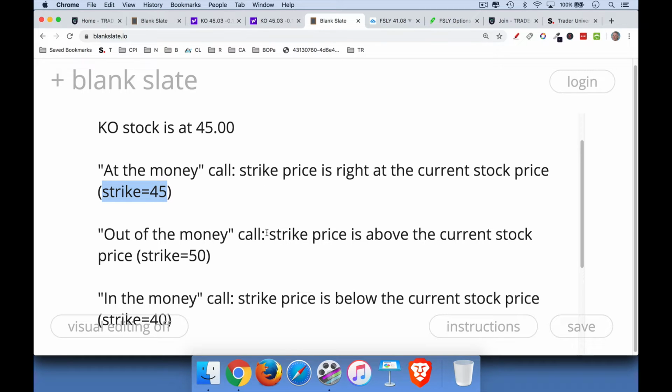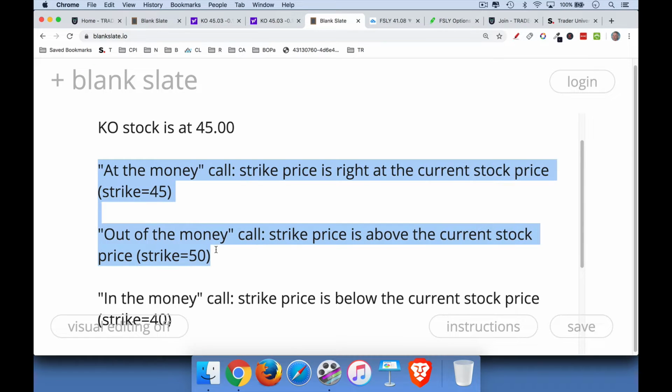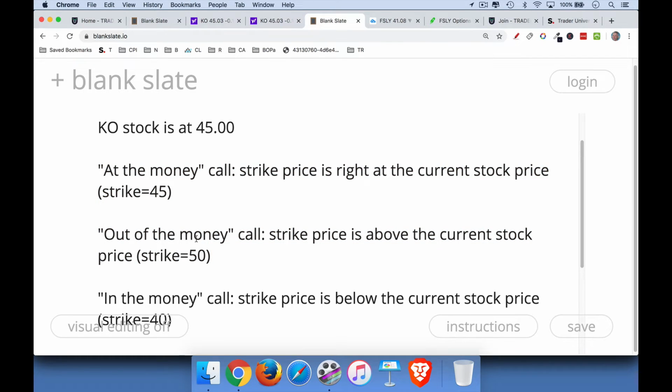Now an out of the money call has a strike price above the current stock price. The strike price is above the stock price. So if the stock is at 45, an out of the money call would be a 50 call. Actually, it would be the 46, the 47, the 48, the 49, the 50, anything above where the stock is currently trading. These are the most commonly traded options: at the money, out of the money. If you're speculating, you're probably going to be using slightly out of the money call options.